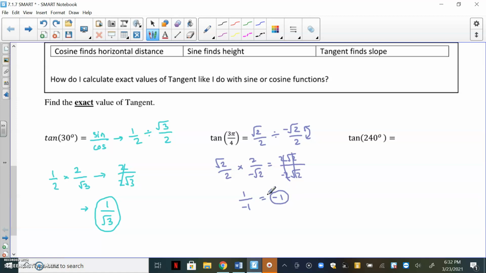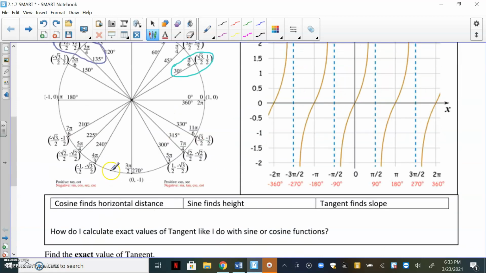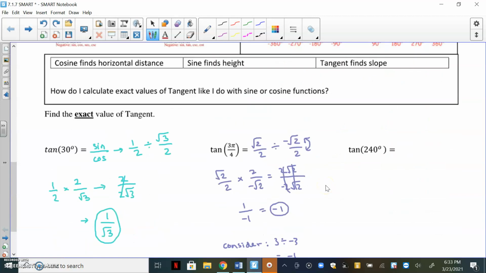And if you think about it, we're doing root 2 over 2 divided by negative root 2 over 2. That's the same idea as if I did like 3 divided by negative 3, right? You would pretty easily look at this and say, okay, well, this equals negative 1, right? When you divide the same number by each other, it just equals 1. So it's the same idea. So all the middle angles, like the over 4 angles, those are always going to be 1 or negative 1, which is pretty convenient.